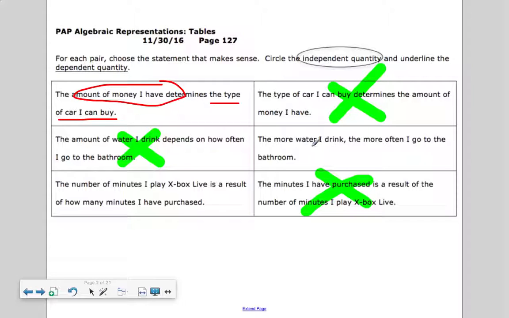Next one. The more I drink, the more often I go to the bathroom. Which one makes more sense? The more I drink depends on how often I go to the bathroom, or how often I go to the bathroom depends on how much water I drink. So the dependent is this one: how often I go to the bathroom depends on how much water I drink.